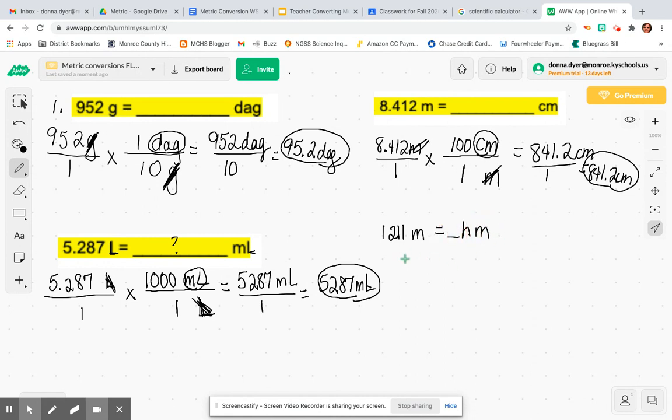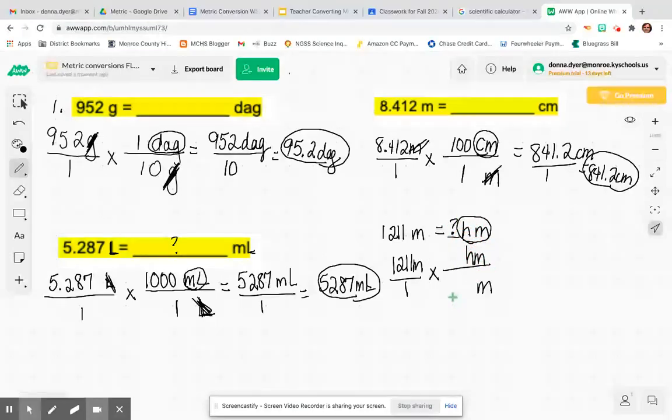Okay, so again, this is what we don't know. This is what we do know. So what we do know, what we're given, let's put it over 1. 1,211 meters over 1. Then set up our problem so that meters will cancel. What we're given, we want to cancel. Again, we're just looking at units. We're not looking at numbers yet. So put meter on the bottom. What do I want to change it to? Well, I want to change it to hectometer. So hectometer goes on the top.